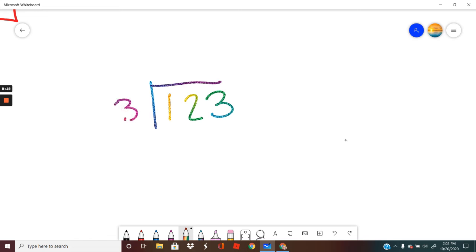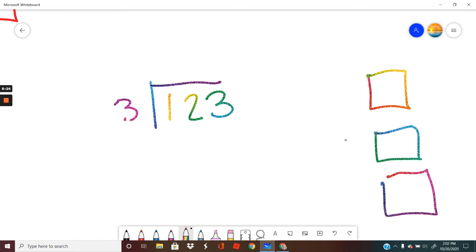We have 3 boxes, 1, 2, and 3 boxes, right? All right, so we're going to start here with this 1. I have 1 thing, and I need to separate it into 3 boxes evenly. Is that going to work out for me? Nope. So I have 0 things, right? All right, let's move over.